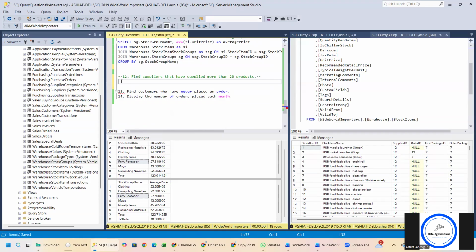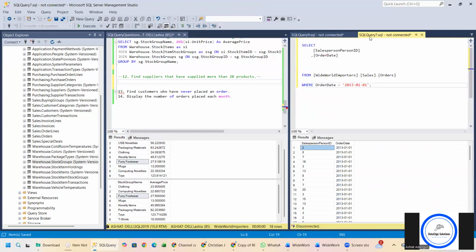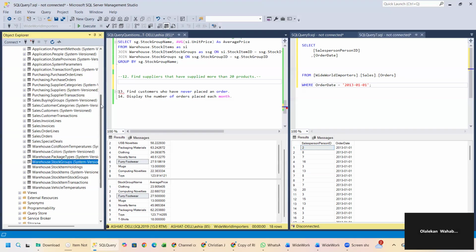We have to look at which table contains products and the suppliers. You have to know that with this question we are using two tables. Let's look at purchasing, under which you will see suppliers.